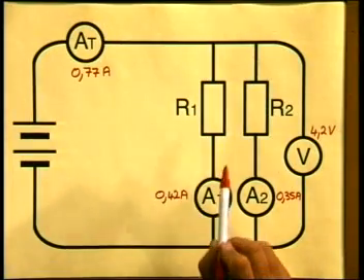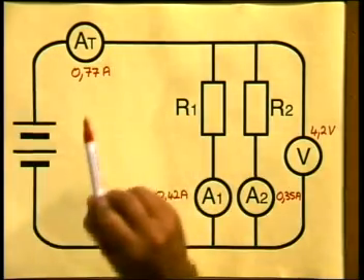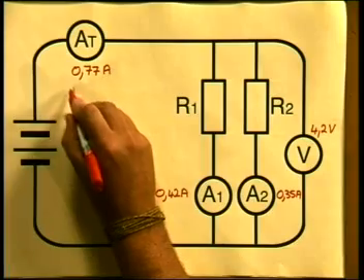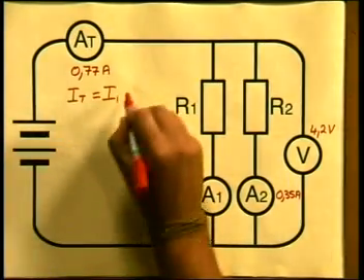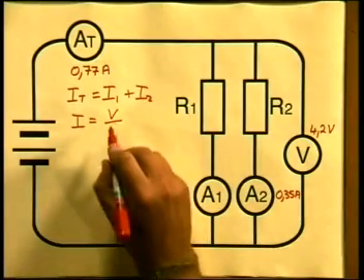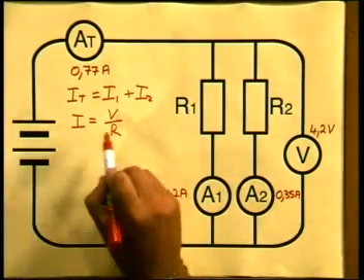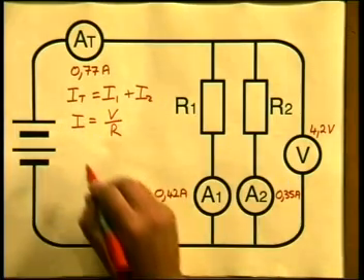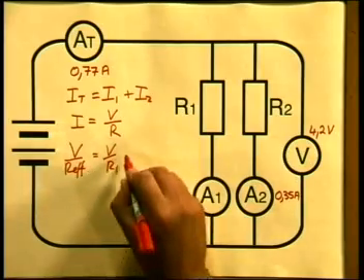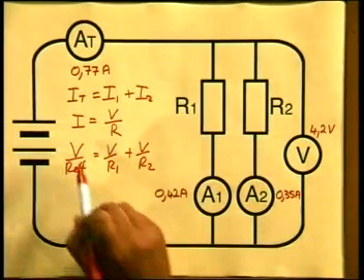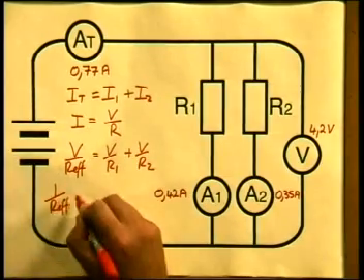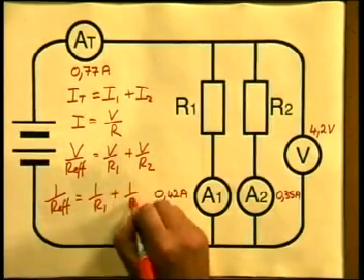Firstly, we look at the relationship between the current in the branches and the main circuit. Here we can see that the total current in the circuit is equal to the sum of the individual branches. Therefore, I total must equal I1 plus I2. Now from Ohm's law, we know that I is equal to V, the potential difference, divided by R, the resistance. Therefore, we now substitute V over R for I. We can now write down V over R effective is equal to V over R1 plus V over R2. If we now divide through by V, we get an equation that reads 1 over R effective is equal to 1 over R1 plus 1 over R2.